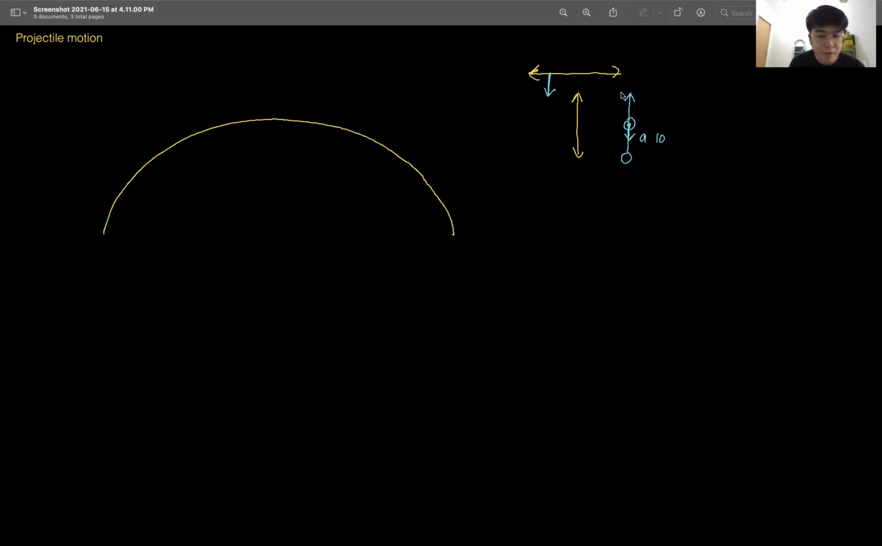Is it only the gravitational force? Is there any other force in the vertical motion? Answer is no, it is only the gravitational force, right? So your vertical motion is also a projectile motion. Here we are going to ignore the air resistance, okay? Only the gravitational force. But here we are not going to talk about the vertical. We are going to focus on two-dimensional motion.